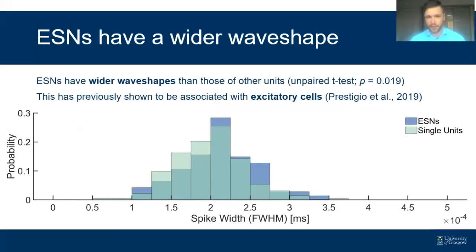Another interesting thing as well is that these episode-specific neurons, on average, have a wider wave shape. And the wider wave shape has been previously shown to be associated with excitatory cells. And you can see here down below a distribution of the spike width on the x-axis and the probability on the y-axis, and in light blue, episode-specific neurons, and in light green, the spike width of single neurons.